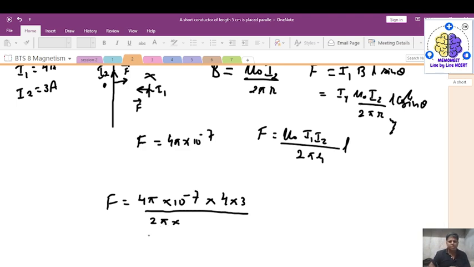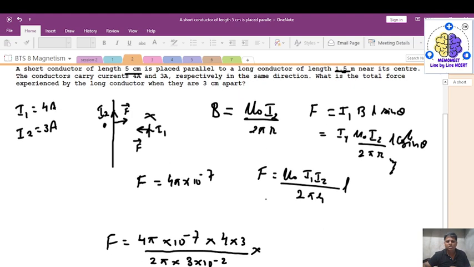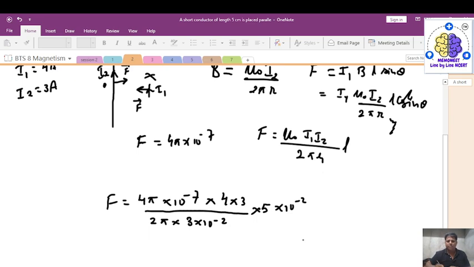R is how much? 3 centimeters. So 3 centimeters will be 3 into 10 to the power of minus 2, into L, right? L is of how much? L is of 5 centimeters. So it will be 5 into 10 to the power of minus 2.